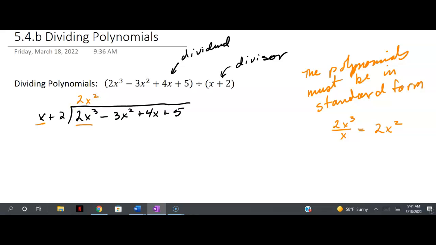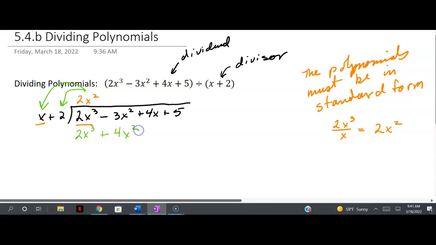Then I'm going to multiply. I'm multiplying 2x squared times x, which is 2x cubed. That we planned for. That's supposed to happen. But then I also multiply 2x squared times 2, which is plus 4x squared. Okay, so think about that.